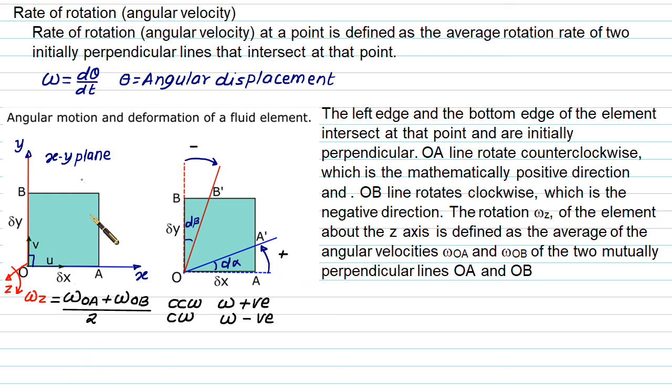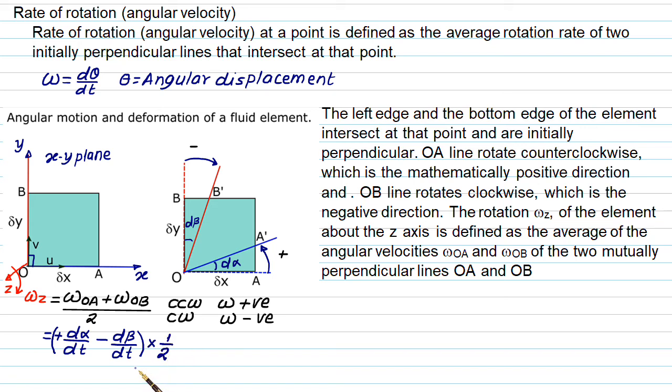Just now we defined omega as angular displacement by dt. This time we have angular displacement d alpha, and that value we take as positive because it is counterclockwise, so it is d alpha by dt. This other value is a clockwise value, so we have to take it as negative, minus d beta by dt, because the rotation of OB is clockwise. So we got the value of omega OA and the value of omega OB, but you have to take the average value, so you multiply by 1 by 2.